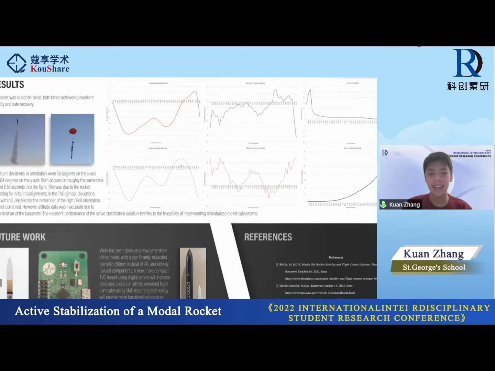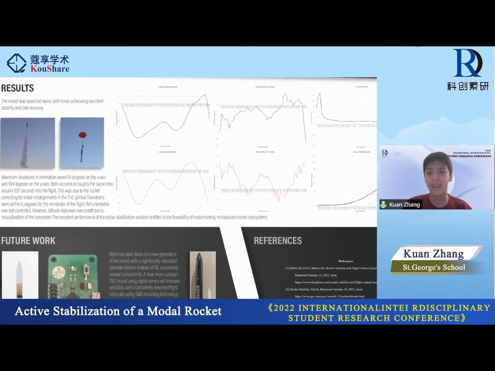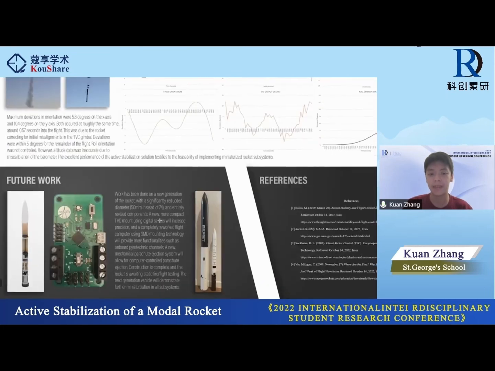However, the data we recorded for altitude was inaccurate due to miscalibration of the barometer. The barometer has to be calibrated to the local weather conditions, namely the barometric pressure on that day. Failing to calibrate it meant that the altitude data was corrupted. The excellent performance of the active stabilization solution, however, testifies to the feasibility of implementing miniaturized rocket subsystems.